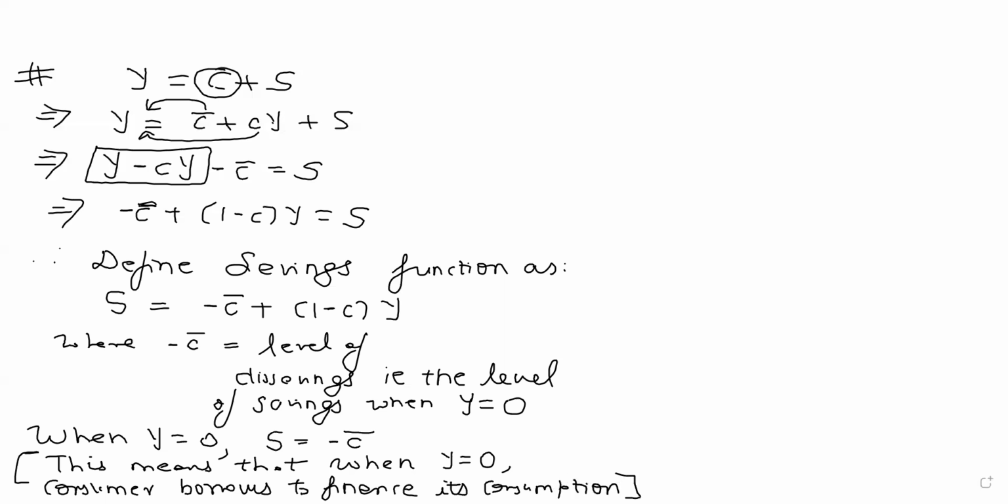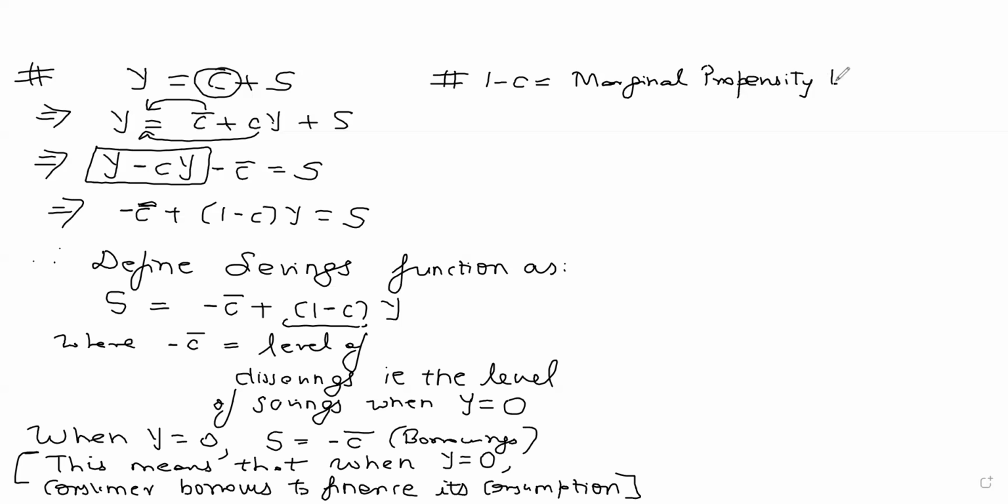Borrowing means negative savings. So I can write in the bracket, borrowings. Your savings is negative, right? When your savings is negative, it means you are borrowing money to finance your consumption. And what is 1 minus C? 1 minus C denotes the marginal propensity to save, short form MPS.